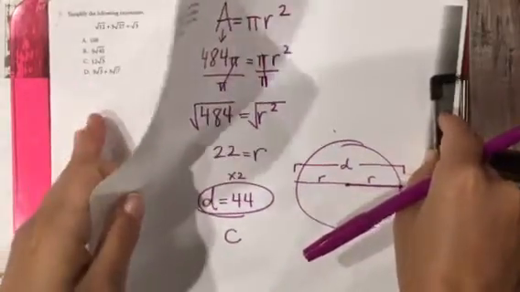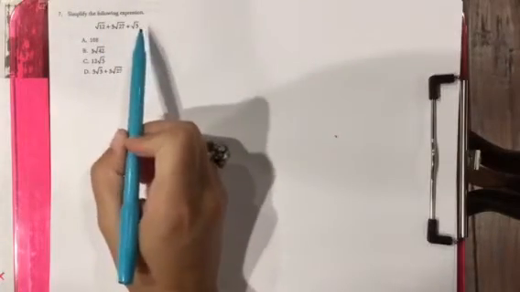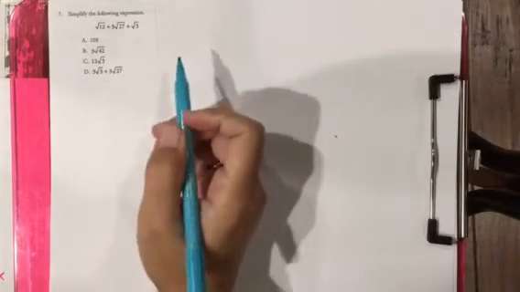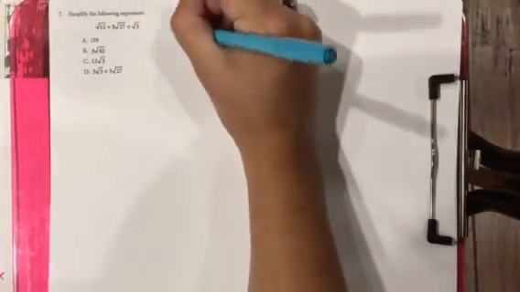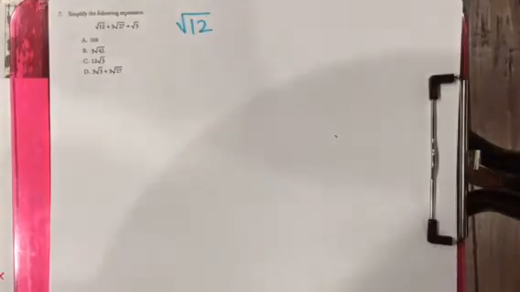Now on to number 7. Simplify the following expression. So we're going to break these up into pieces. We need to get a common root in order to add these. Just like combining like terms with x's. We'll talk about that more in just a second, but let's go ahead and simplify these as much as possible.